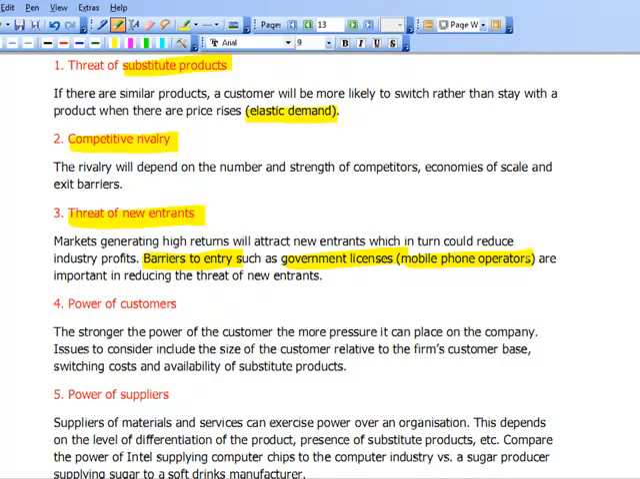The example we've got here is a government license for mobile phone operators. So let's say in a particular country, a company wanted to go there and start the mobile phone business. They may be able to pay for the infrastructure, they may have the knowledge, the technology, but if they don't have the government license, it's going to be very difficult for them to start doing it. That's the classic case of a barrier. Various other barriers to entry are present. For example, economies of scale, capital commitments, branding. All of these are barriers to entry which can prevent organizations entering the industry.